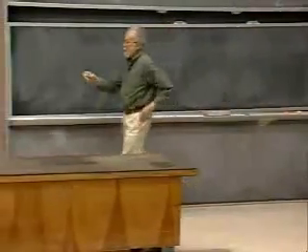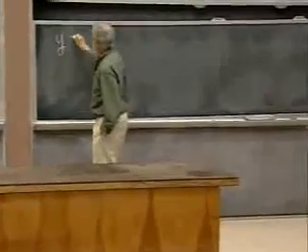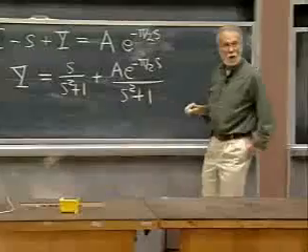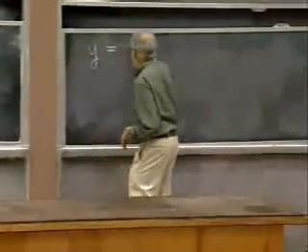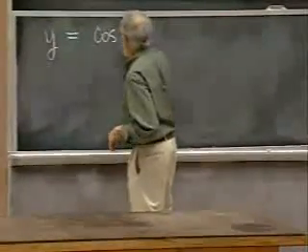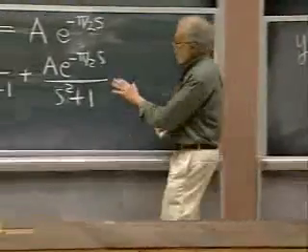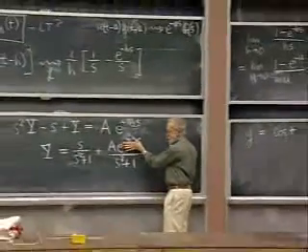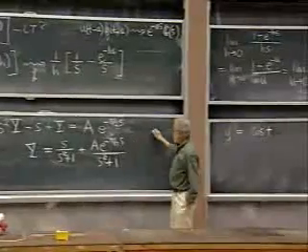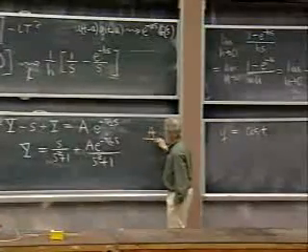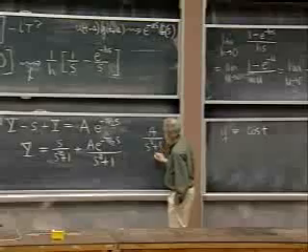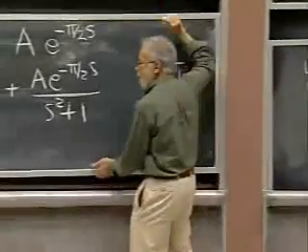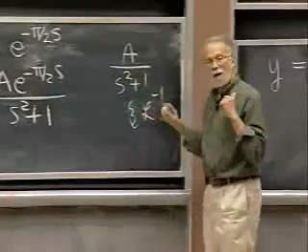What do we get? Well, y is equal to the inverse Laplace transform of s over s squared plus 1, which is cosine t. Now, for this other term, we'll have to use our formula. If this exponential weren't here, the inverse Laplace transform of A over s squared plus 1 would be what? Well, it would be A times the sine of t.